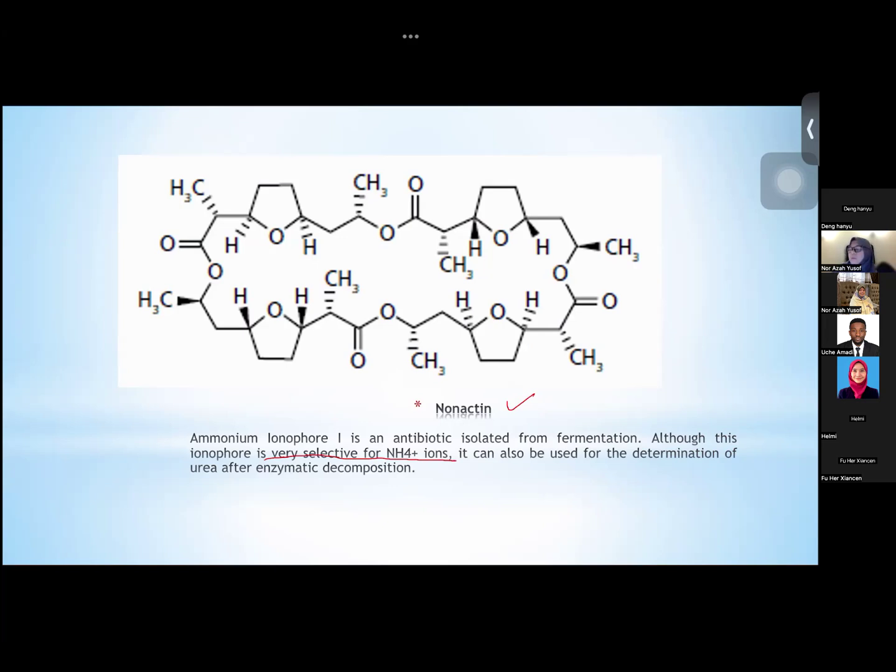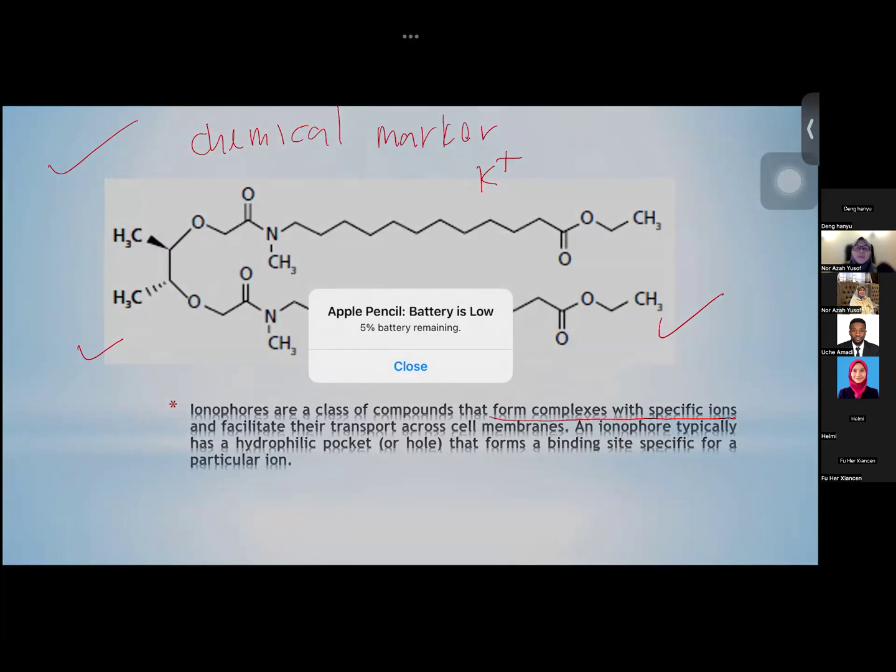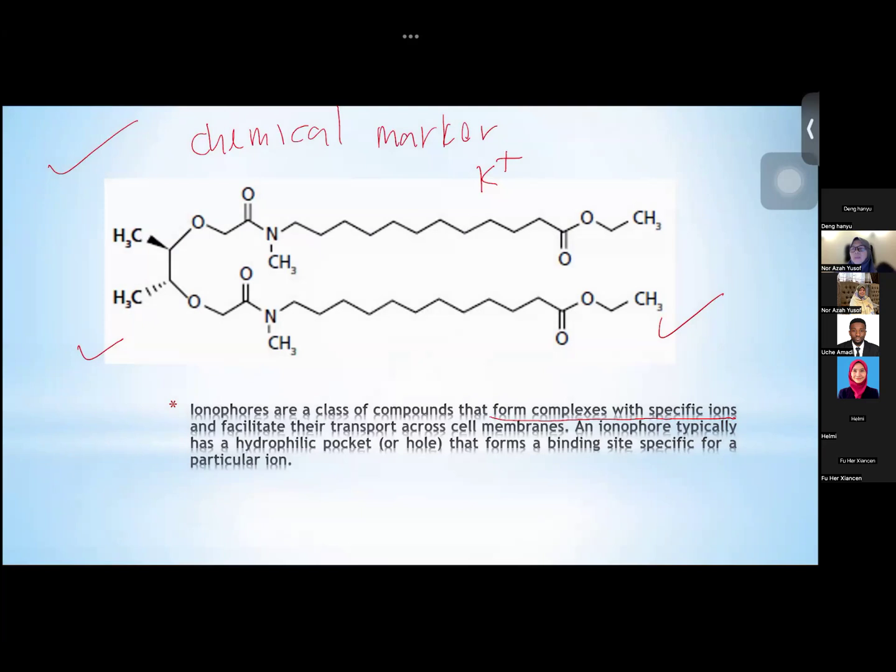So you can see the structure is complicated. It's like a loop structure that can envelop the ammonium ion. This one also looks complicated. So that's how the selectivity comes in. It has to be complicated. If not, then it will be very general.